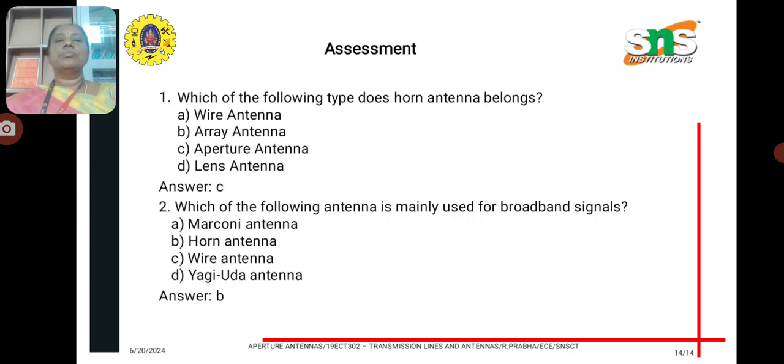Assessment: which of the following types does horn antenna belong to? It is an aperture antenna. The answer is C. And which of the following antennas is mainly used for broadband signals? The answer is the horn antenna.